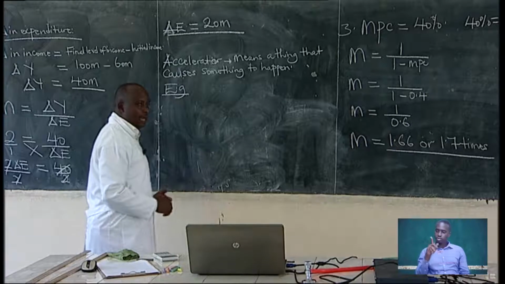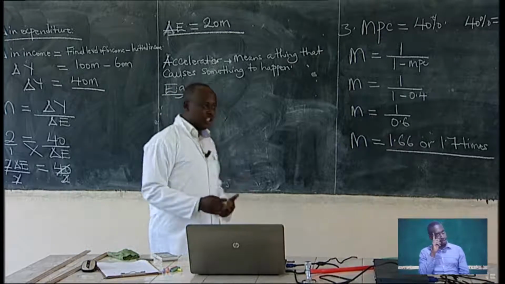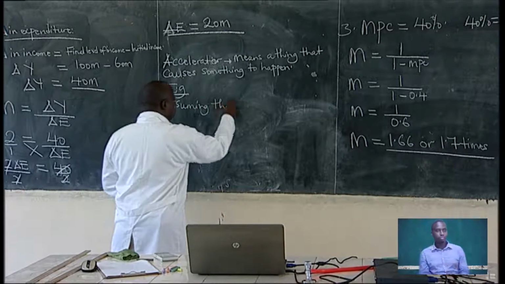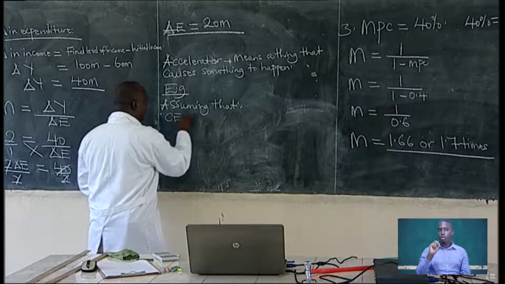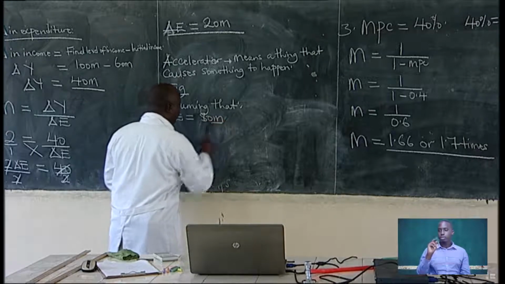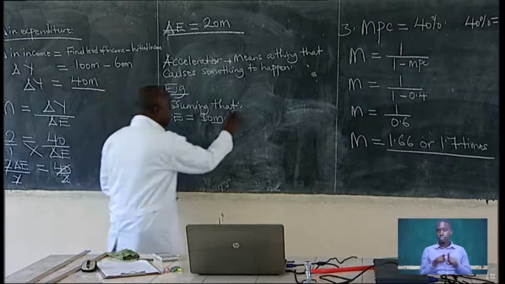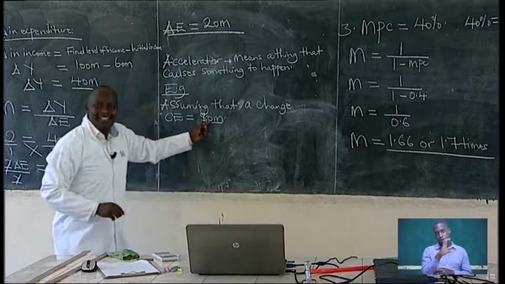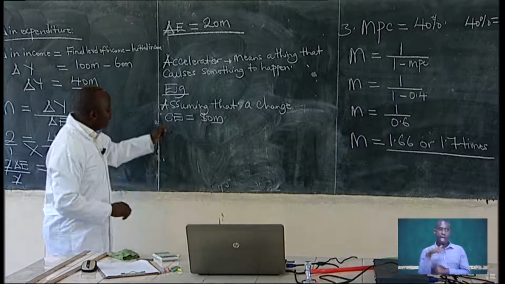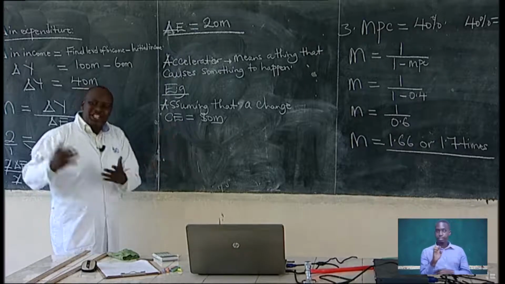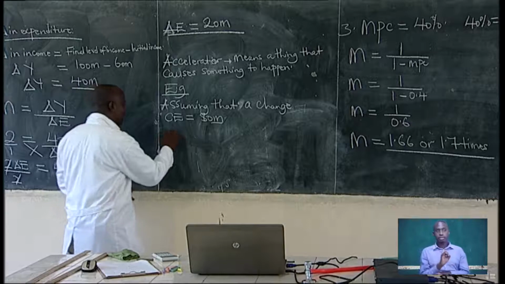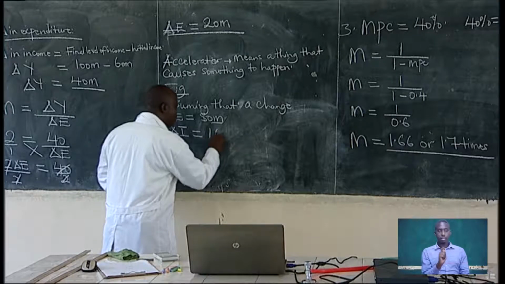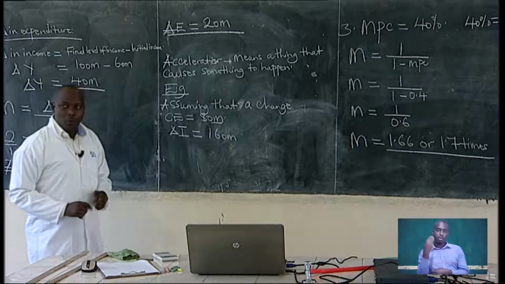For example, assuming that the consumption expenditure change is 80 million, and a change in consumption expenditure brought a change in investment of 160 million. Now, what is the accelerator?